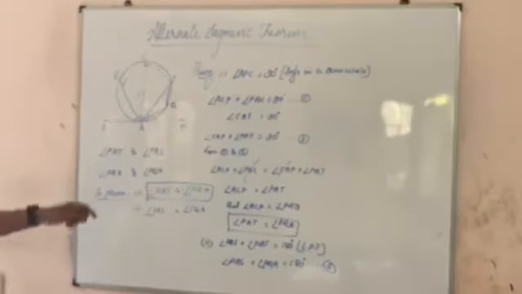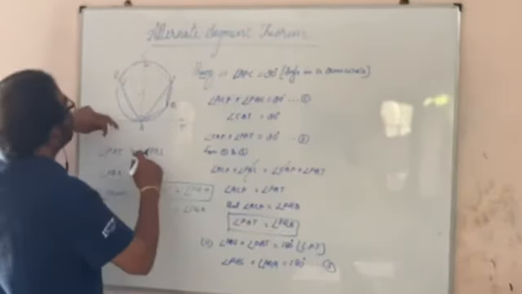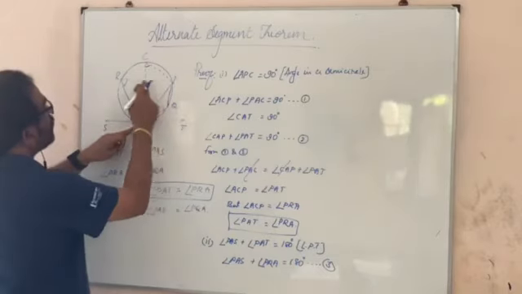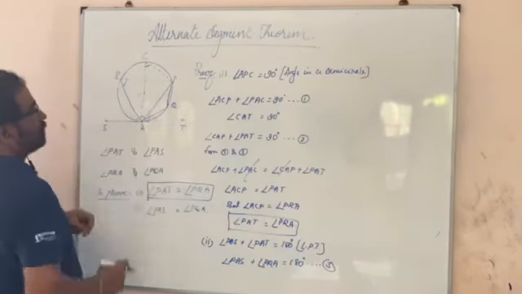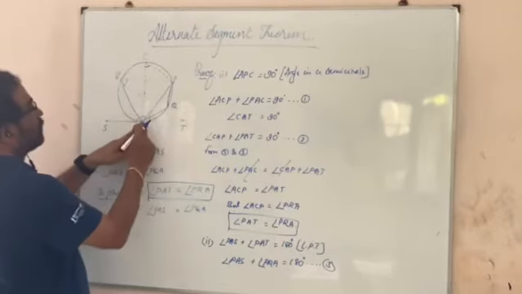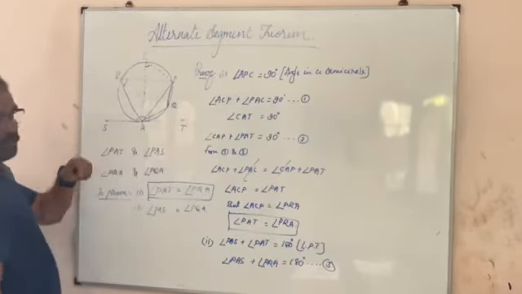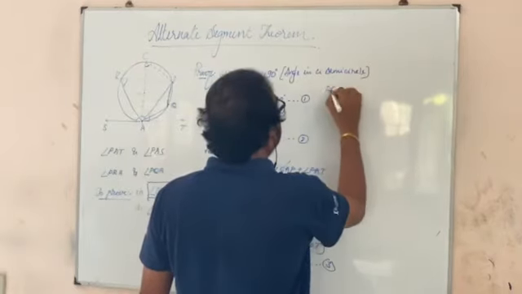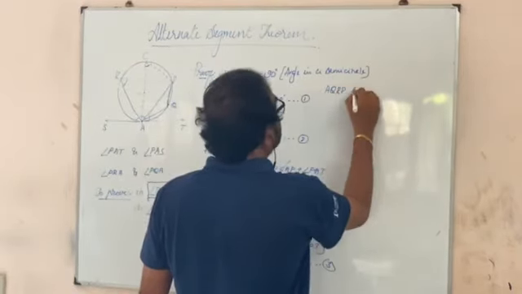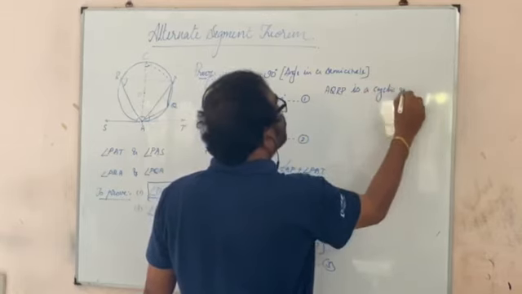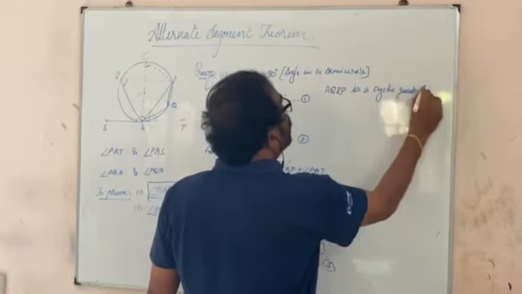Then the next thing. Now we know that AQPR is a cyclic quadrilateral. All the 4 vertices are on a circle. Therefore, AQRP is a cyclic quadrilateral.